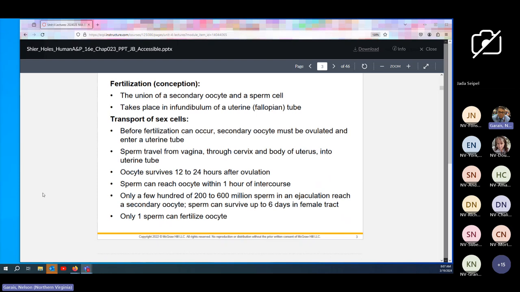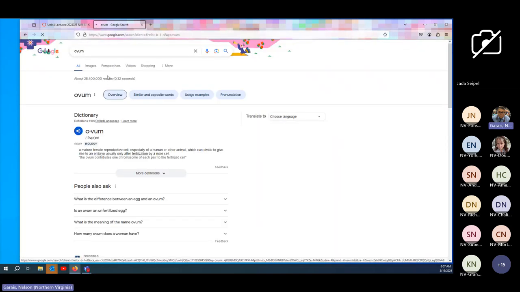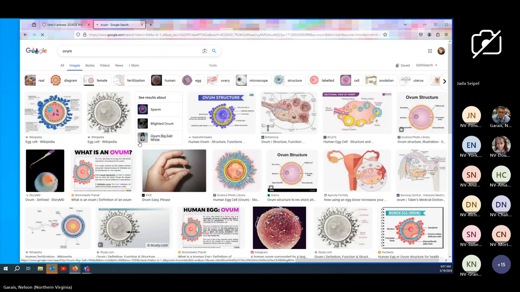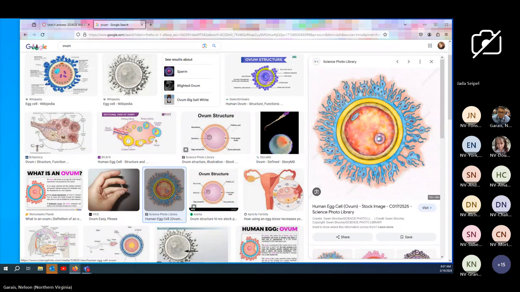Fertilization. We already know fertilization is when the oocyte, and they call it the secondary oocyte, because if you remember the ovum looks like this. Okay. That's the ovum. But there's all this other stuff. And of course, you have different structures. So this is called the secondary oocyte, because there's all these other things that are associated with it.